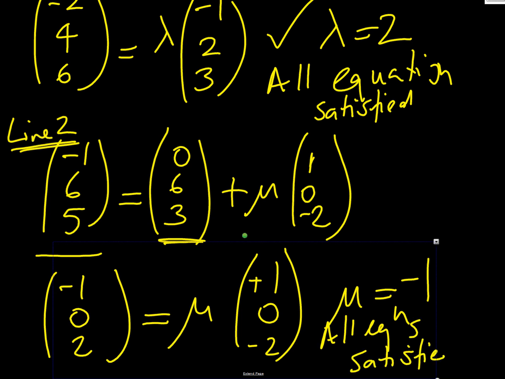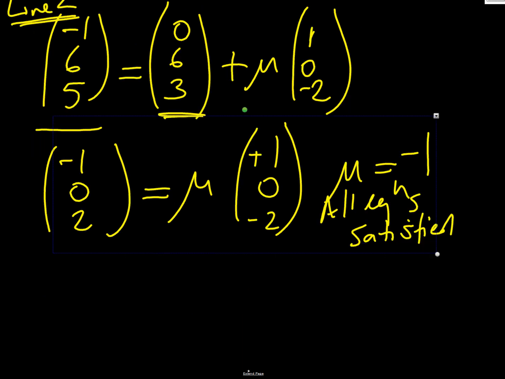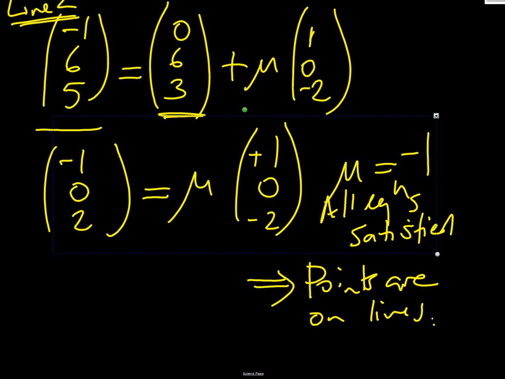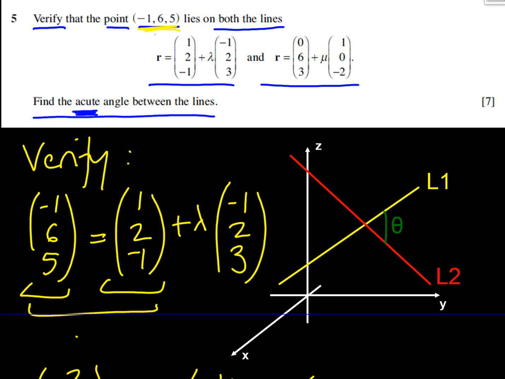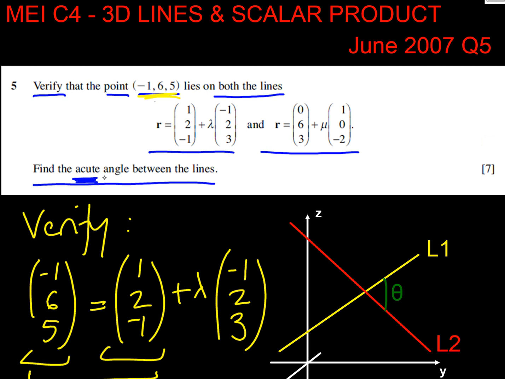So again, in both these cases therefore it intersects. Therefore the points are on the lines. So that was fairly quick for the verification, wasn't it? Now let's have a look at the last part of the question. Find the acute angle between the lines.